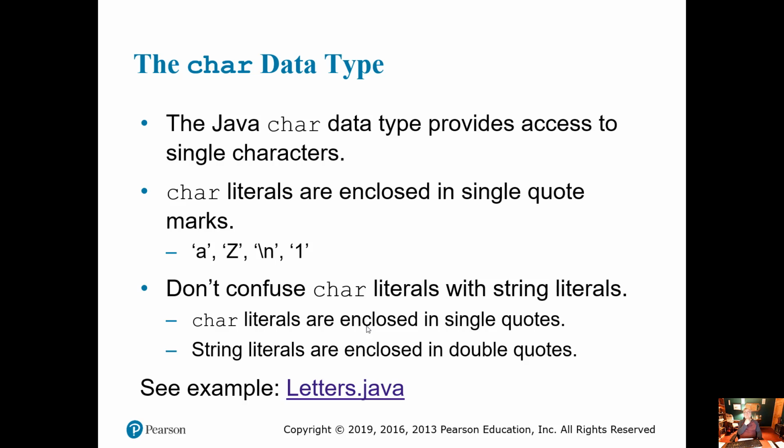Character types. Character literals are enclosed in single quotes. As you can see, the A and the Z are in single quotes. The 1 and the \n, which means a new line character, are all characters. Even though there's 2 there, it only takes it as 1. They're not string literals. Strings are in double quotes. Characters are in single quotes.